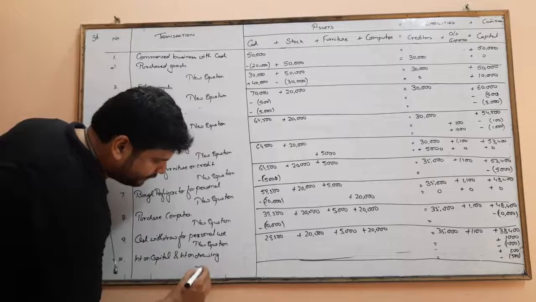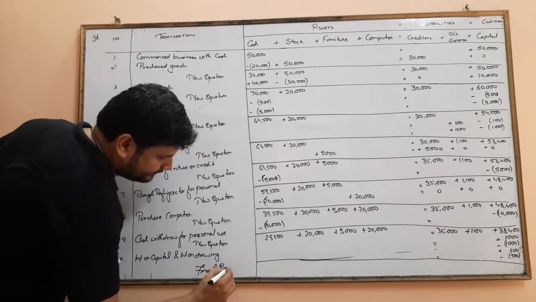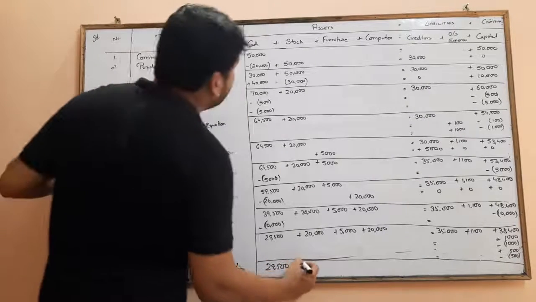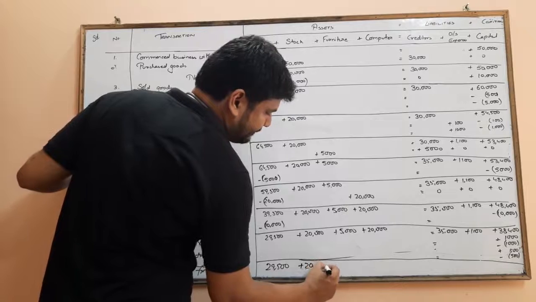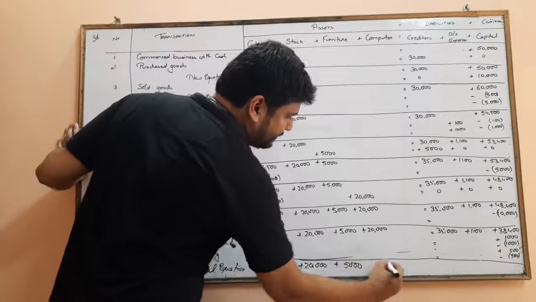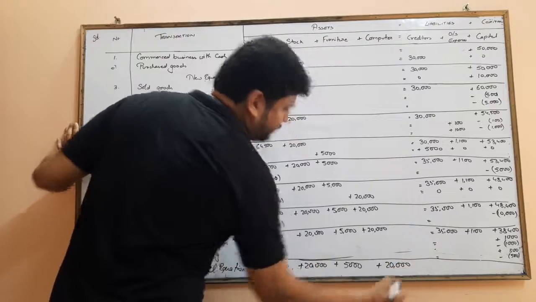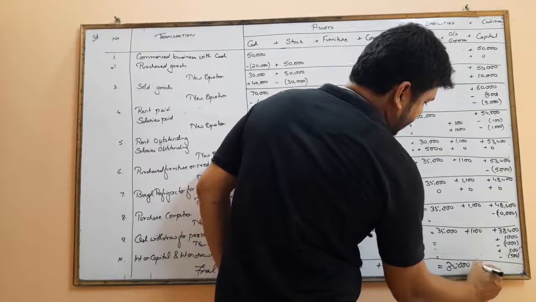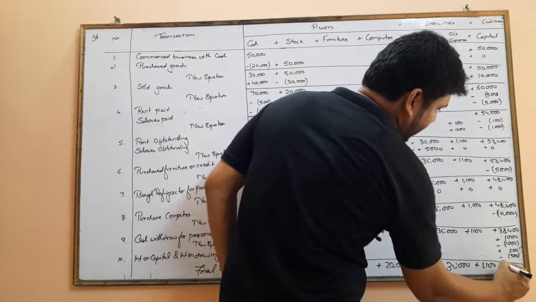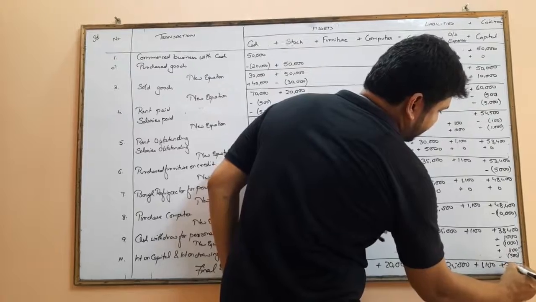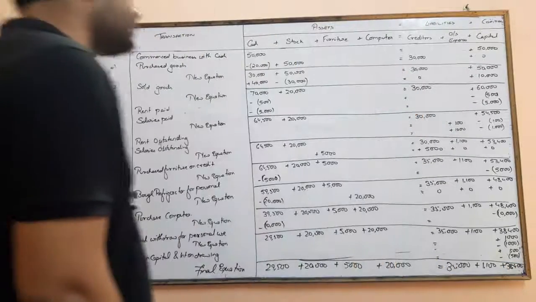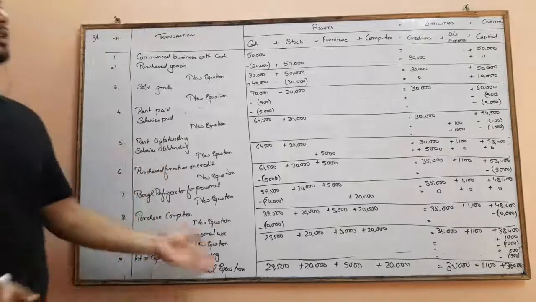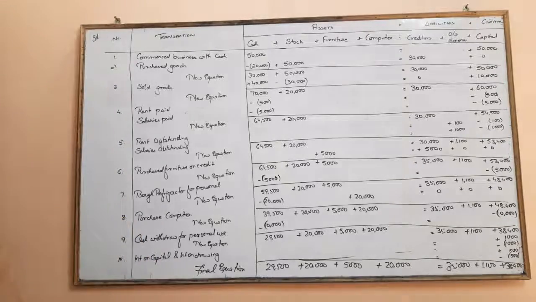So my final equation will be 29,500 plus 20,000 stock plus 5,000 furniture plus 20,000 computer. I have the liabilities: creditors of 35,000, outstanding expenses 1,100 and the capital is 38,400. Okay. Hope you have understood how to make an accounting equation. On the basis of it, now we are going to create a balance sheet. Copy it down, then we will create a balance sheet of it.